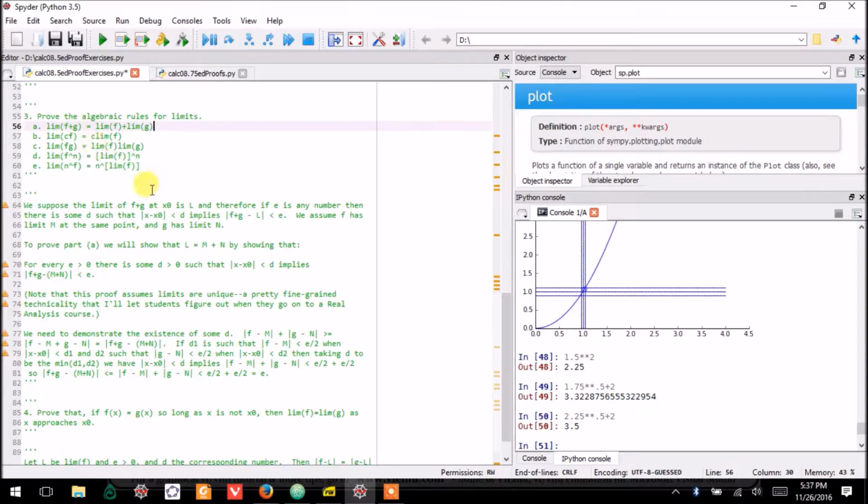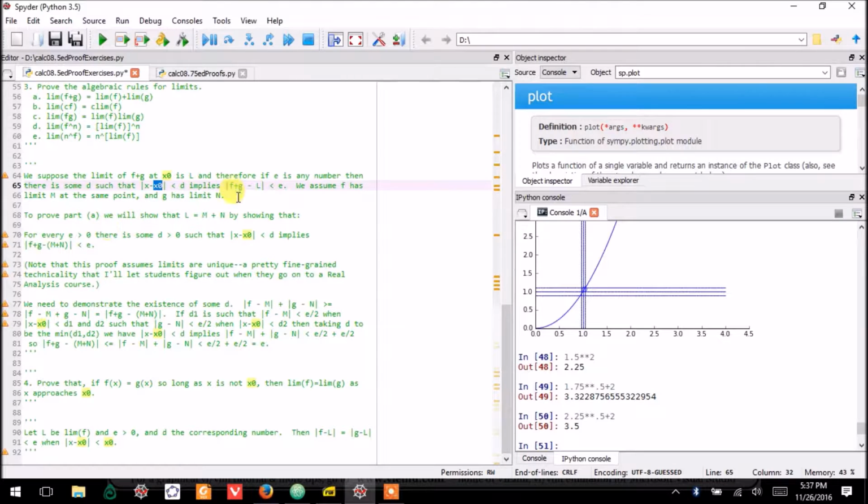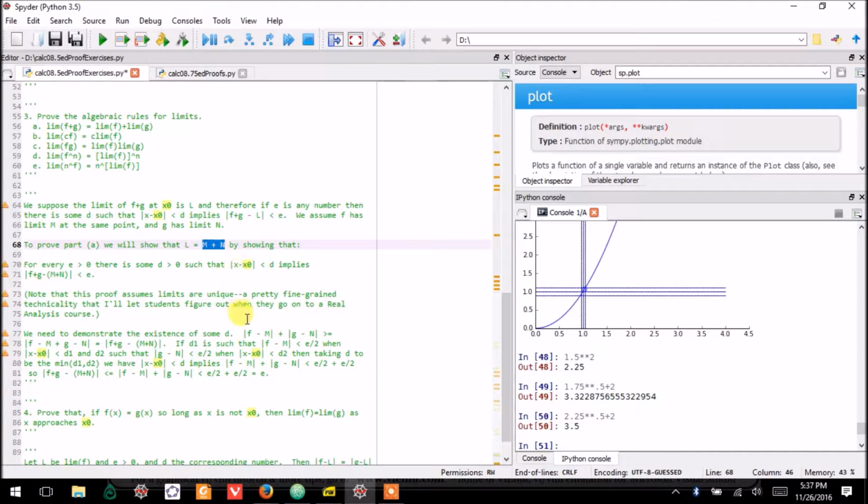Now, for part A, I'll suppose that the limit of f plus g is L, the limit of f is m, and the limit of g is n. We'll suppose that we're approaching a point x naught, and what I'm going to do is show that m plus n satisfies the limit statement for f plus g. That'll mean that it's the limit of f plus g, which is L. So that's how I'm going to do this, is show that m plus n satisfies the limiting definition for f plus g. Because this is m, this is n, this is the thing that satisfies the limiting definition for f plus g. Okay.